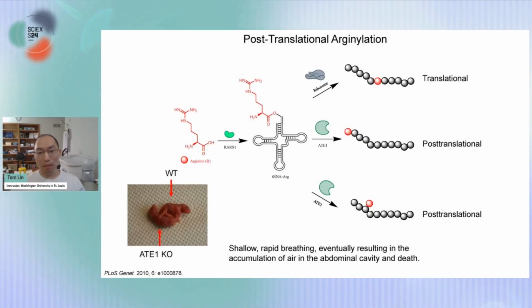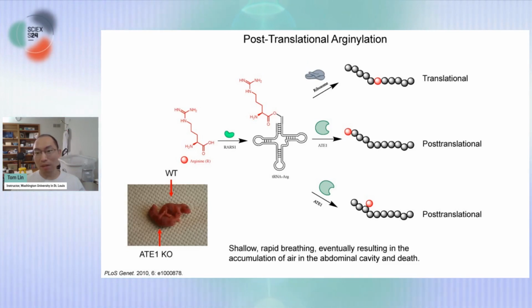A little bit of background on arginylation. Arginine as an amino acid residue is charged onto the tRNA in the middle of the slide, and this intermediate can be used for translation by the ribosome on the top right, and also can be used for arginylation by the enzyme called arginine transferase 1, ATE1, to install the N-terminal arginylation and the side chain arginylation on the amino acid.